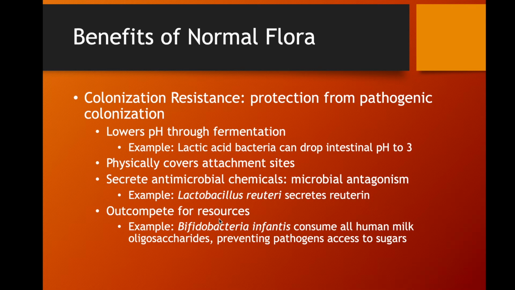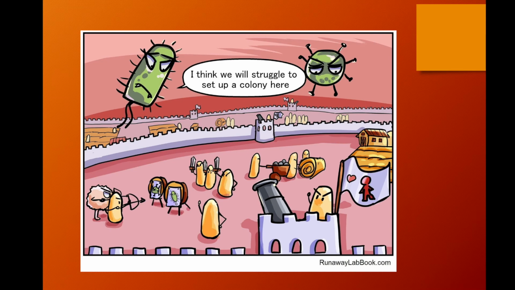And this last one here, outcompete for resources. An example of this would be that bacteria I mentioned already, Bifidobacterium infantis. This is a key or champion colonizer of the infant intestinal tract because they have the ability to consume all of these really unique components of milk called human milk oligosaccharides, which are essentially fibers that feed beneficial bacteria, and this prevents pathogens from accessing really almost any of the sugars that are available in milk. So these 4 subcategories are examples of how normal flora can provide protection from pathogenic colonization, but this is not an exhaustive list.